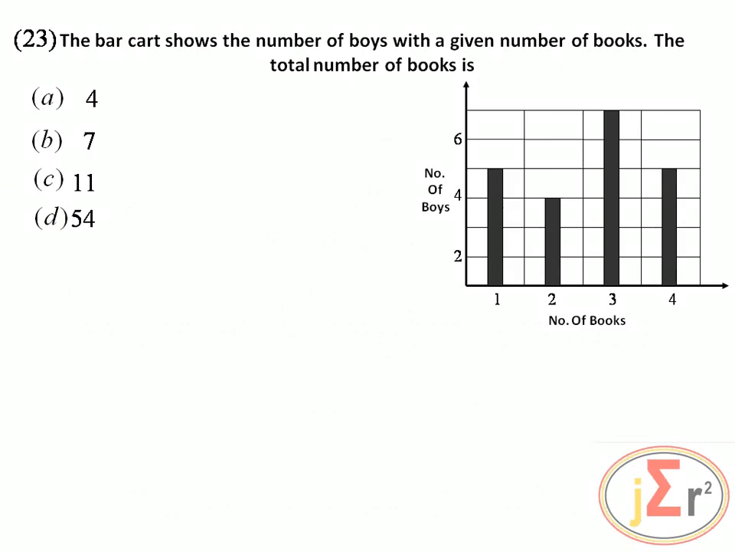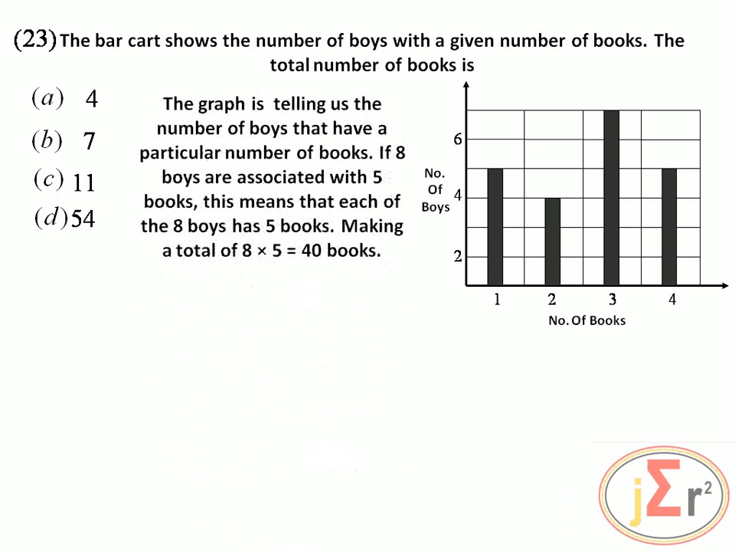The bar chart shows the number of boys with a given number of books. The total number of books is. The graph is telling us the number of boys that have a particular number of books. If 8 boys are associated with 5 books, this means that each of the 8 boys has 5 books. This will make a total of 8 multiplied by 5, which is equal to 40 books.